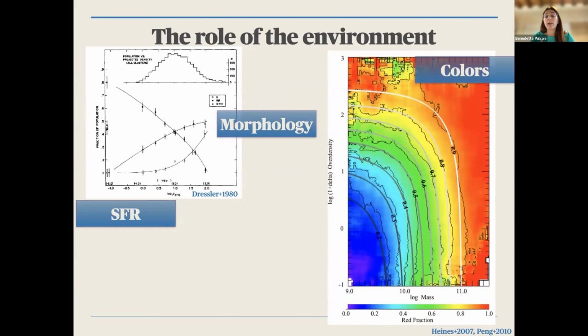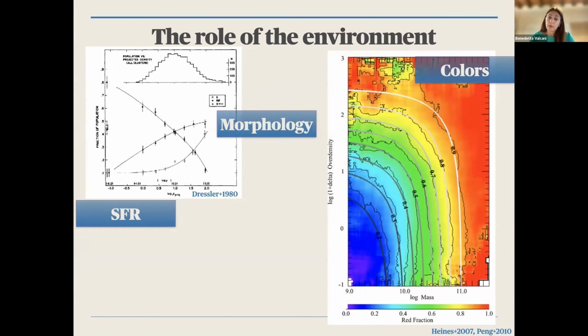Here on the y-axis, we have the local density again, and on the x-axis, we have the stellar mass. If you just fix a stellar mass, what you see is that the galaxies at higher densities are preferentially red, while galaxies at lower densities are preferentially blue. So yet again, the environment affects the properties of the galaxies.